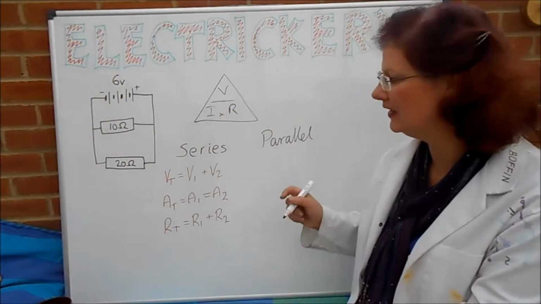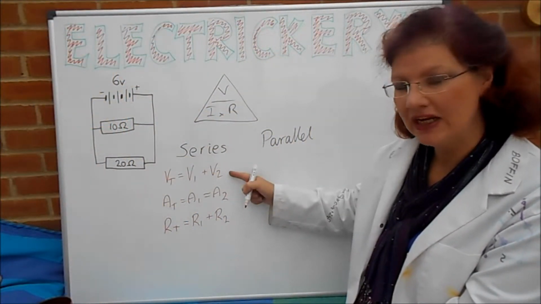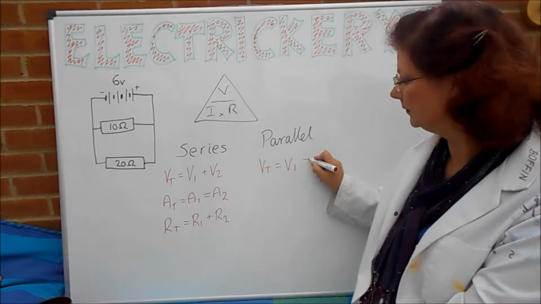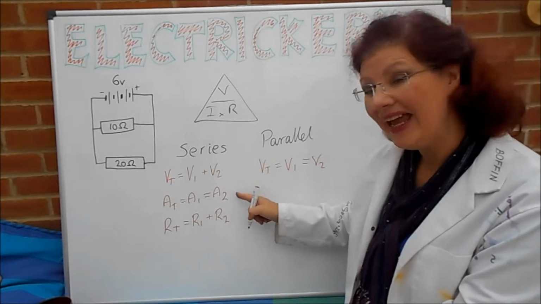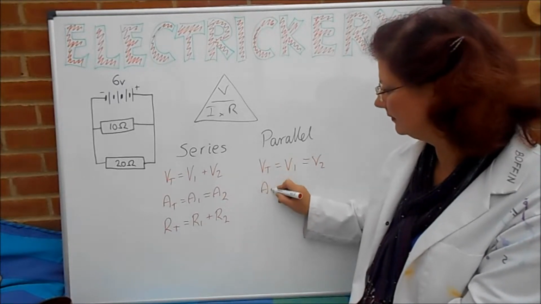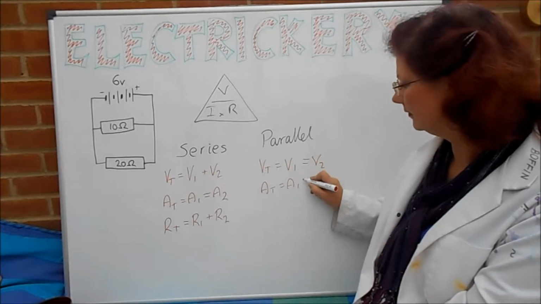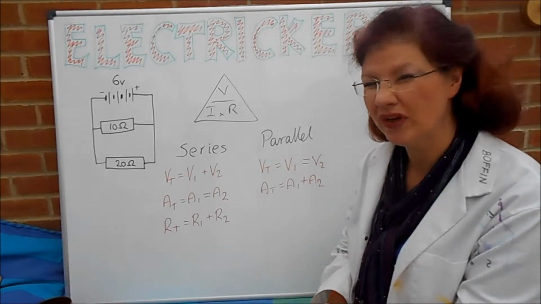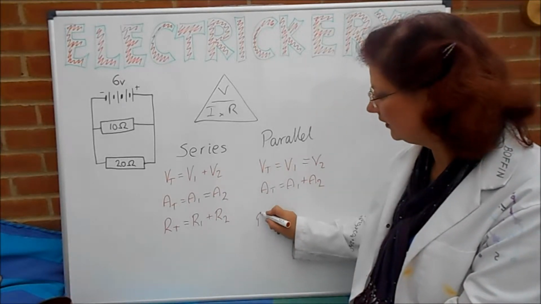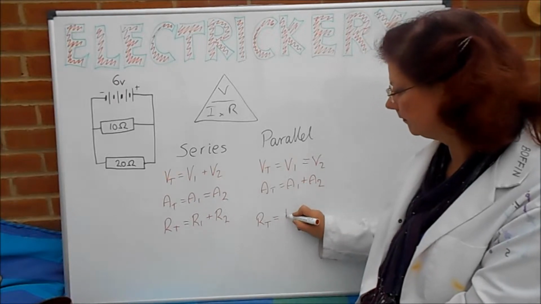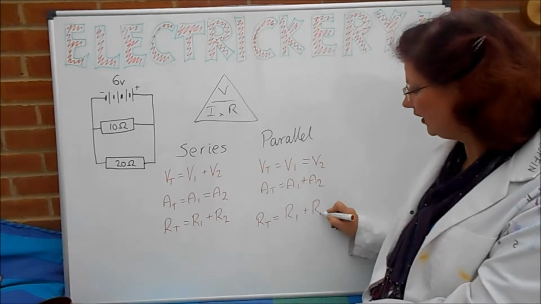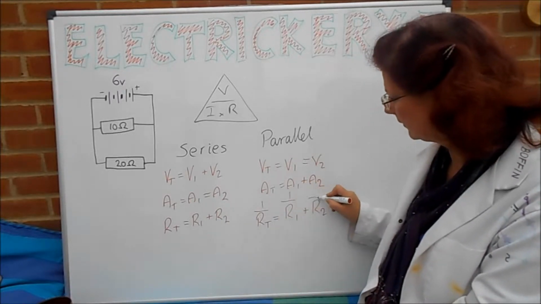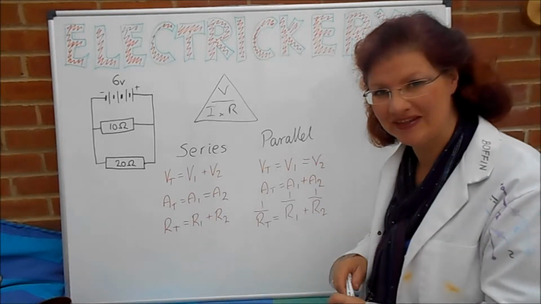In a parallel circuit, instead of the volts being shared out, the volts are the same all the way through. And the amps are shared out. Resistance is a tricky one. Resistance in a parallel circuit is very like the series, except they're all fractions. And that's what we're going to work through in this video.